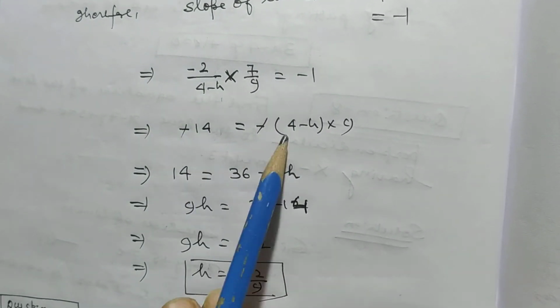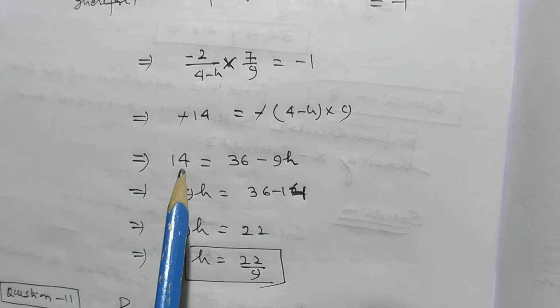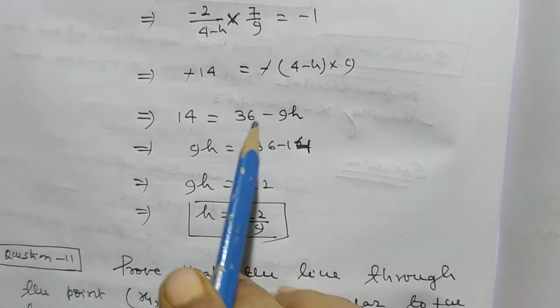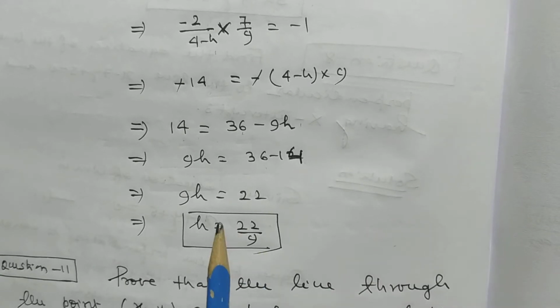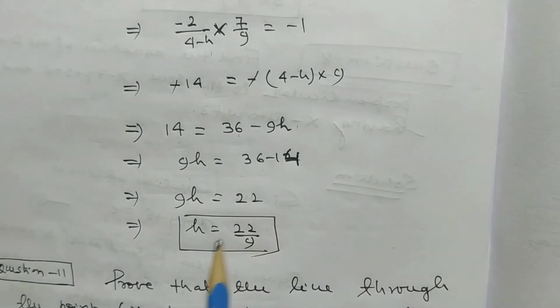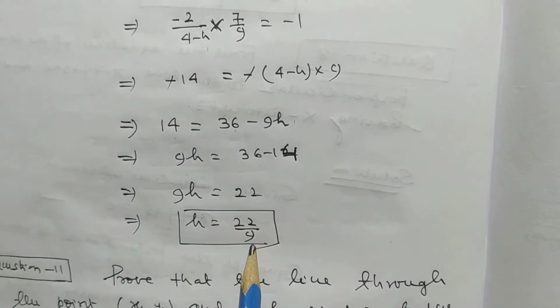That is 14 is equal to 9 into (4 minus h). That is 14 is equal to 36 minus 9h. That is 9h is equal to 36 minus 14. That is 9h is equal to 22. So h is equal to 22 by 9.